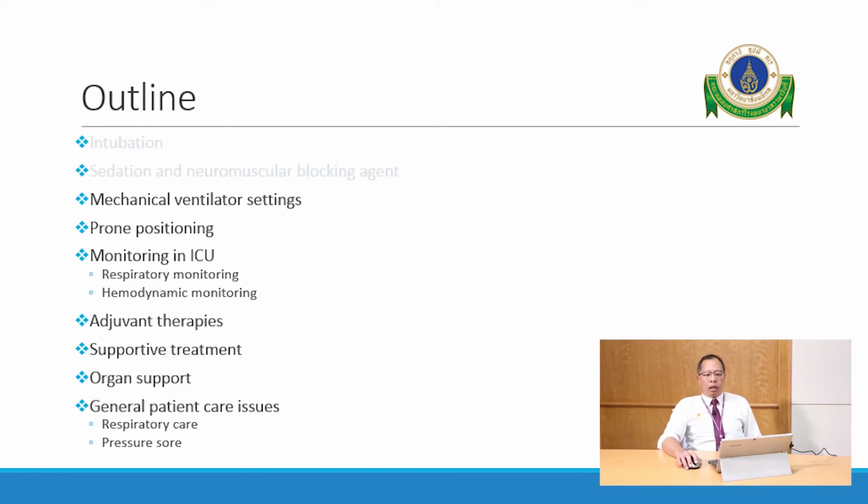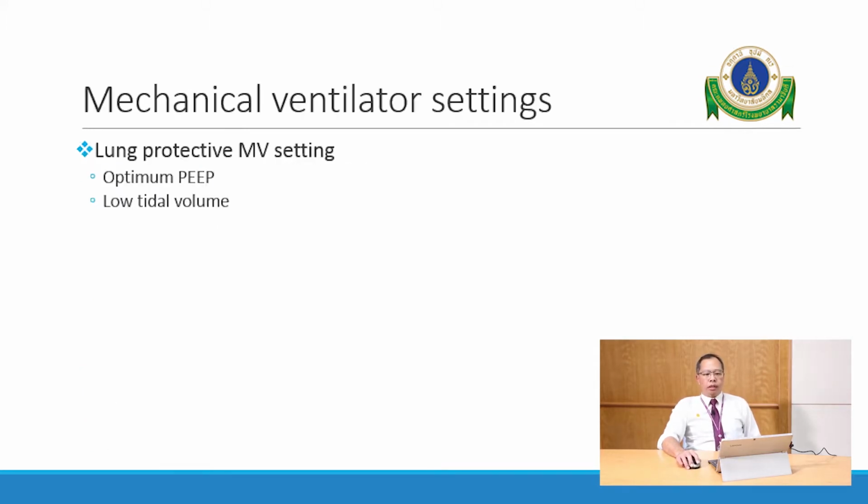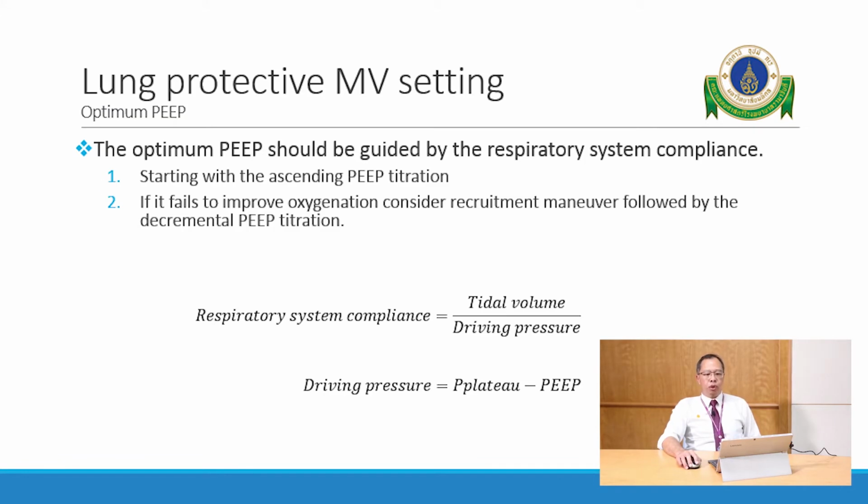The next topic I will talk about is how to set the mechanical ventilation in COVID-19 with ARDS. The answer is setting mechanical ventilation to protect the lungs from ventilator-induced lung injury. To protect the lungs, we must use the optimum PEEP and low tidal volume strategy. The optimum PEEP should be guided by the respiratory system compliance. You will see in the slide the formula for respiratory system compliance.